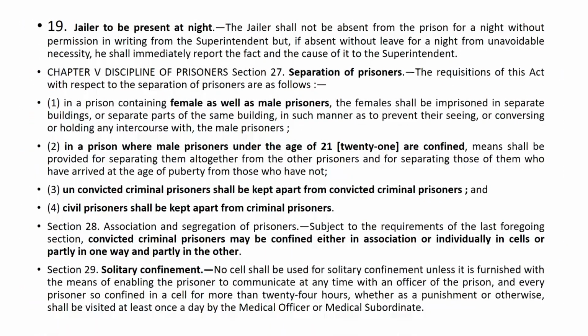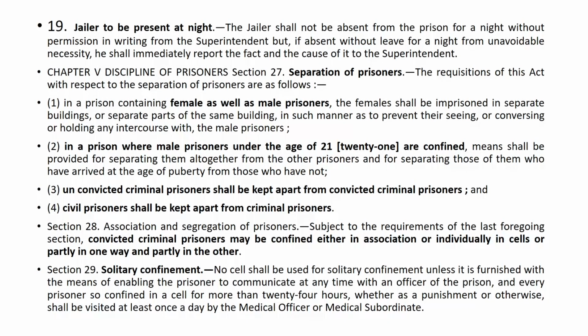Now, the Prison Act also deals with subjects such as association and segregation of prisoners. It depends on the requirements of the particular context, stated that convicted criminal prisoners may be confined either in association or individually in cells or partly in one way or partly in the other. That means, the very separation of convicts from others is also indirectly being dealt under the provision of the 1894 Act.